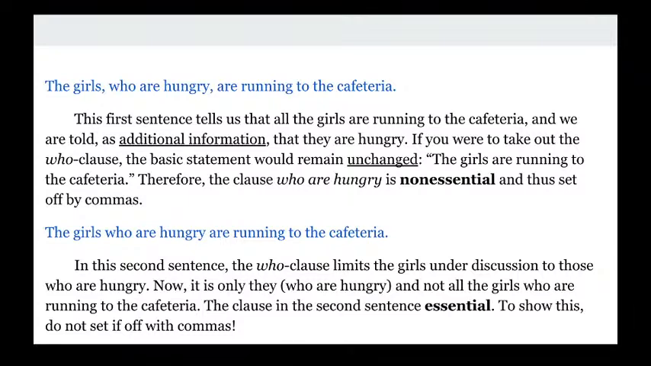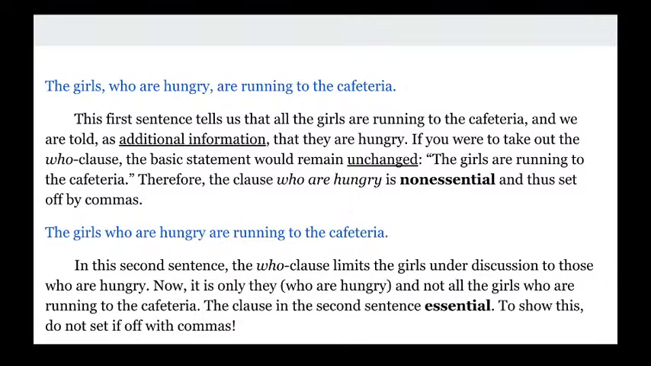However, if we look at the second sentence, the girls who are hungry are running to the cafeteria. Here, the who clause limits the girls under discussion to those who are hungry. Now, it is only they, the girls who are hungry, and not all the girls who are running to the cafeteria. The clause in the second sentence is essential. To show this, you do not set it off with commas. So again, essential, you do not set it off, and non-essential, you can just set it off.